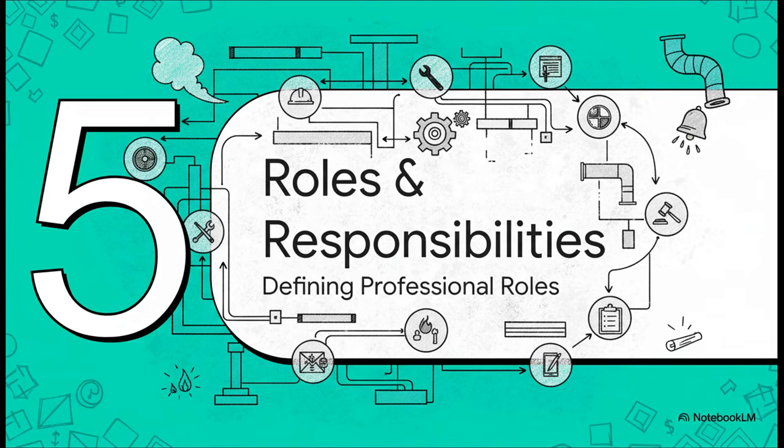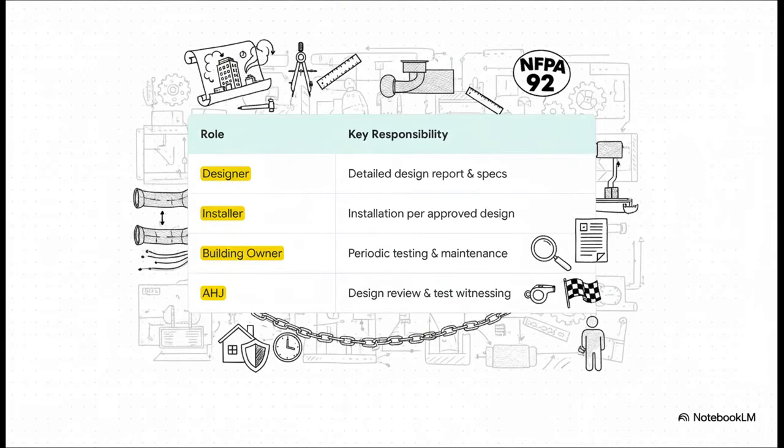Now, as you can imagine, a system this complex requires a lot of coordination between different parties. So our last section is all about clarifying who does what. This table really lays it out. Think of it as a chain of responsibility. The designer creates the blueprint. The installer has to build it exactly to that blueprint. The authority having jurisdiction, or AHJ, acts as the reviewer and referee, approving the design and witnessing the final test. And once it's all done, the responsibility shifts to the building owner to make sure it's maintained and tested regularly. If any link in that chain breaks, the whole system could be compromised.